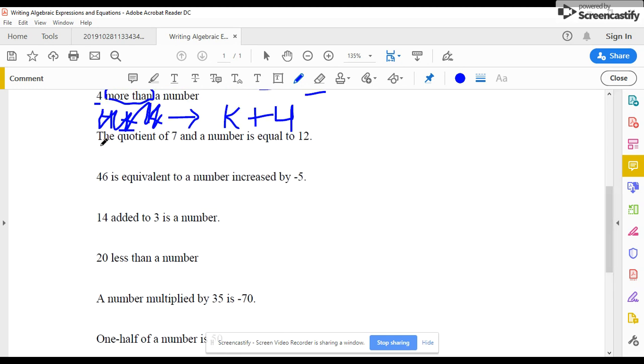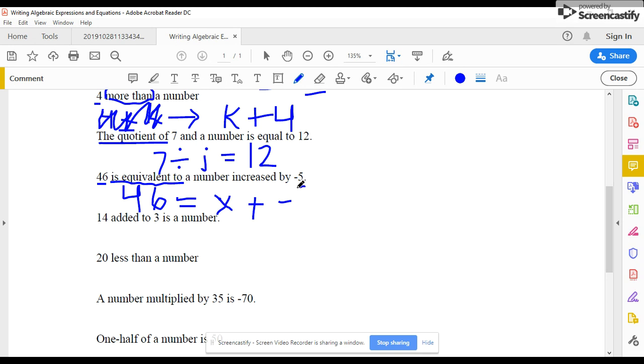We have a few more. Let's go the quotient. Quotient, if you look on your sheet, means divide. So we're going to be dividing 7. And is where the division symbol will go. A number is equal to 12. Next one is 46. And then we have is equivalent to, is equals, a number. Increased by means plus, and then negative 5.